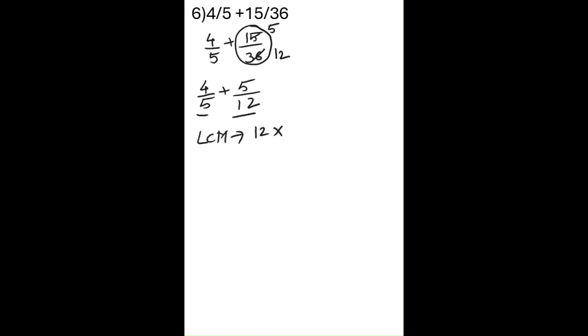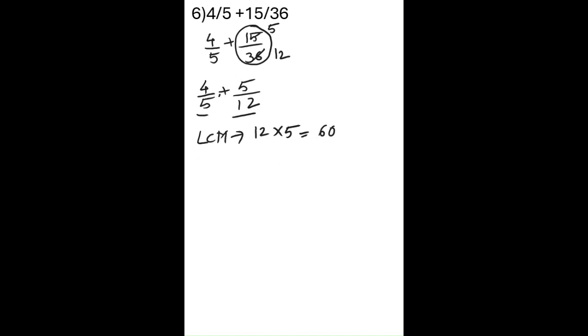Now here two fractions are there, 4 by 5 and 15 by 36. Now this fraction is reducible and they both are multiples of 3. So after reducing, dividing this by 3, we will get 5 and 12. So now the new fractions will be 4 by 5 and 5 by 12. Now you have to find the LCM for these two denominators. The LCM will be just multiplying these two numbers because you don't have any other factor common between them. So 12 multiplied by 5 will be 60.